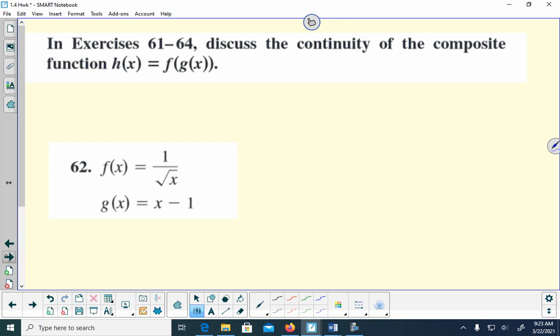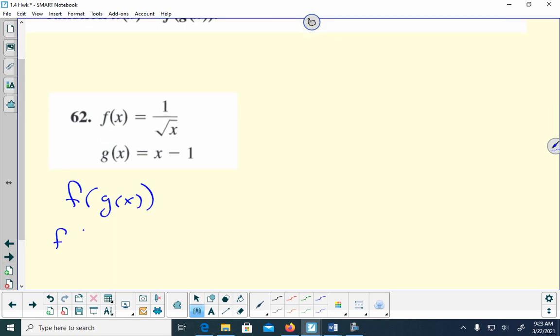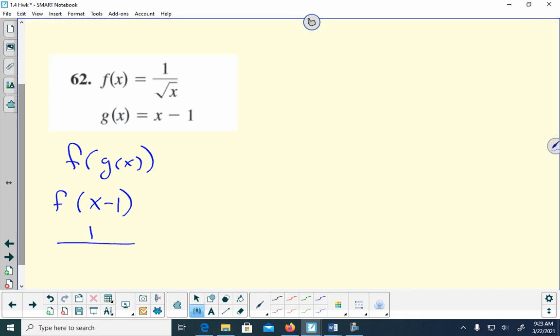So I want to do h of x, which is f of g of x. So this is f of g of x. I have to write that for some reason. So this is going to be f of x minus 1. So this is going to be 1 over the square root of x minus 1. That's going to be my function.